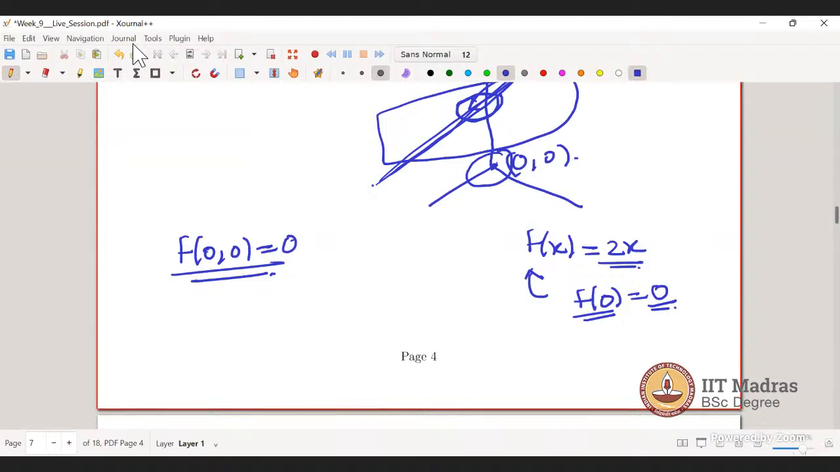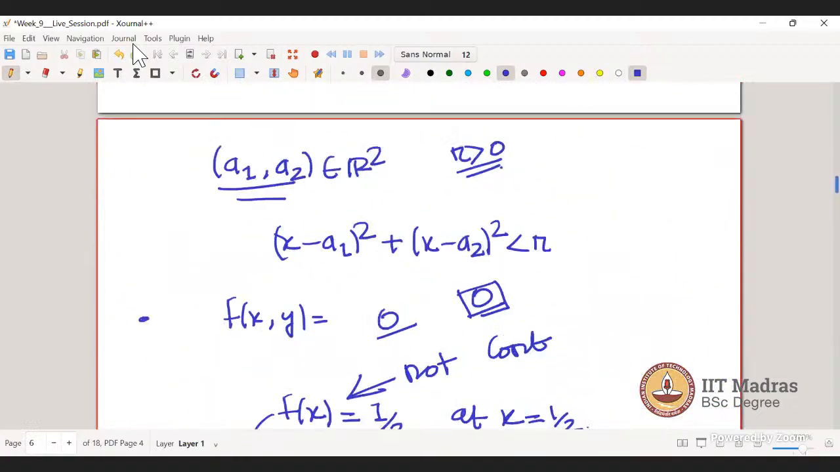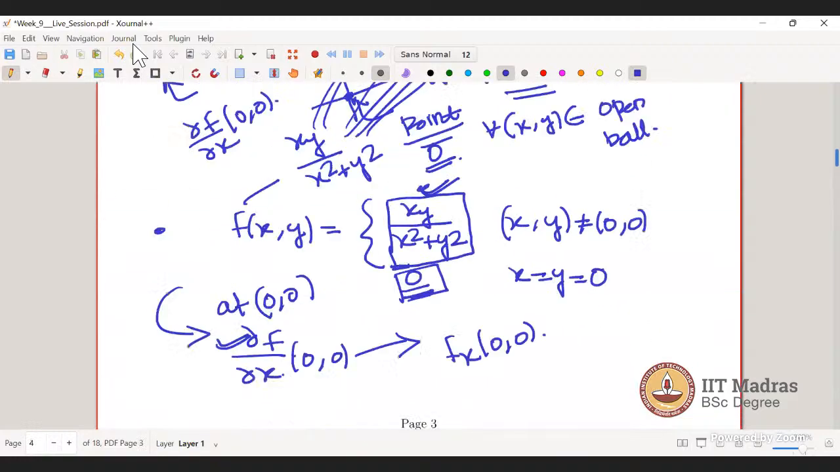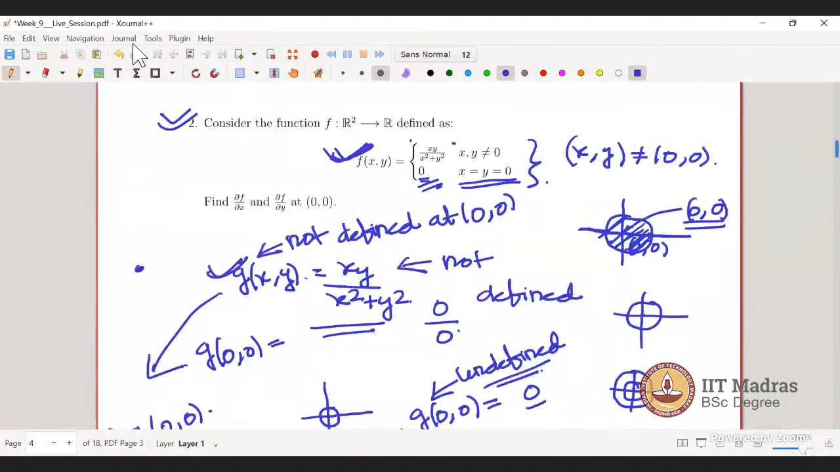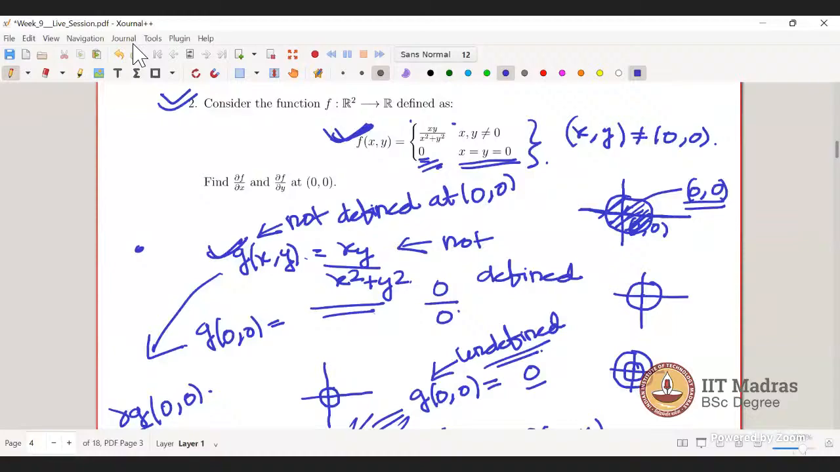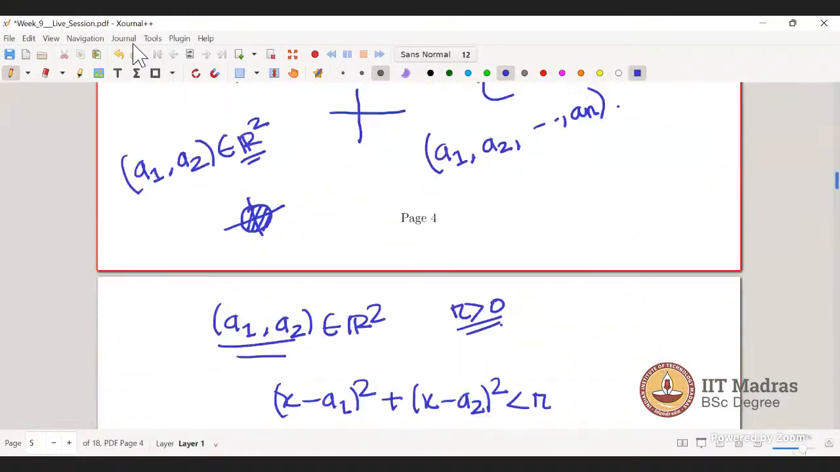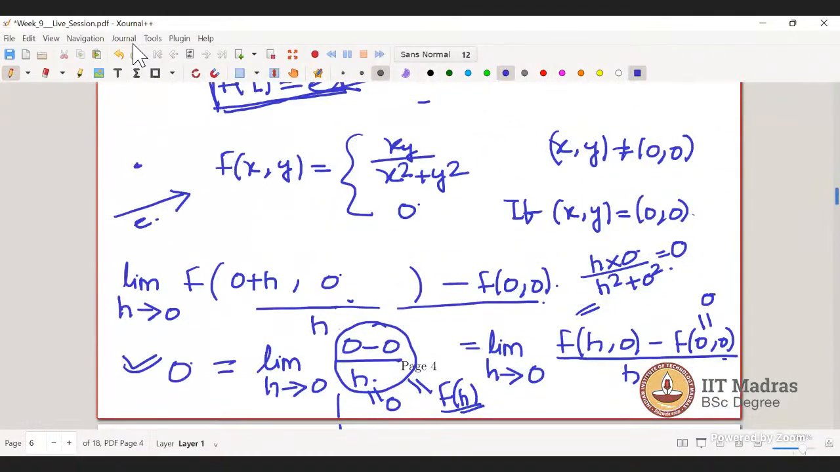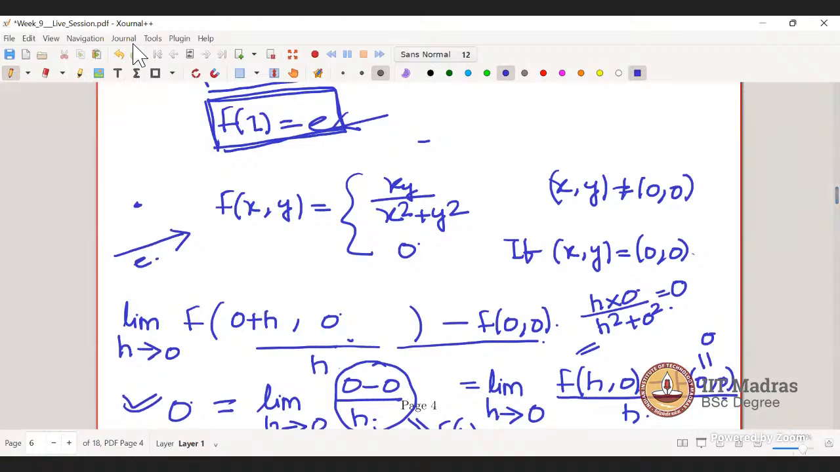Yeah. So if we take the same function but change the numerator from xy to x square, then I think it would work. So you are saying for this function, instead of xy, if we have x square, then it will work, I think. X square. Yeah, sure.